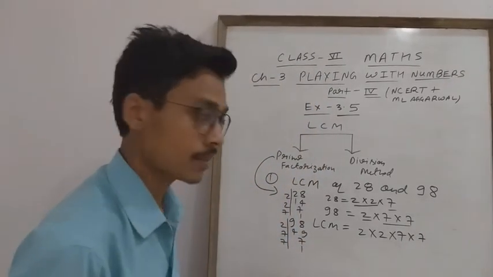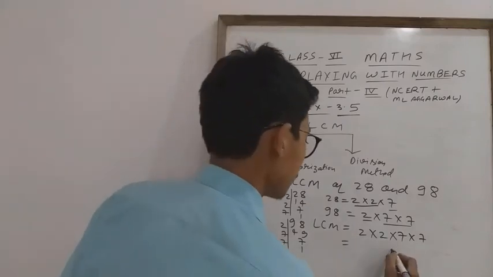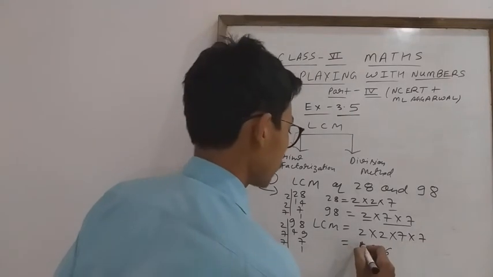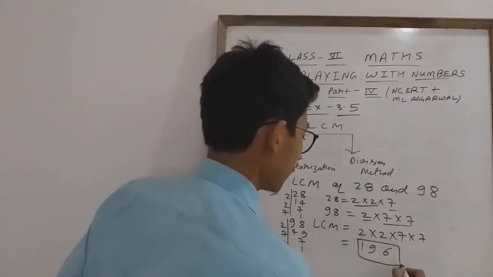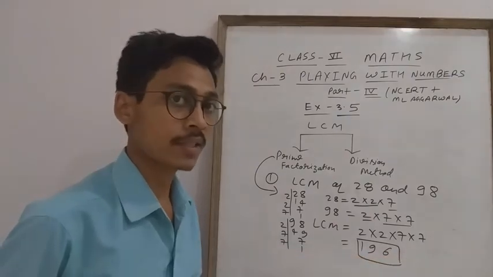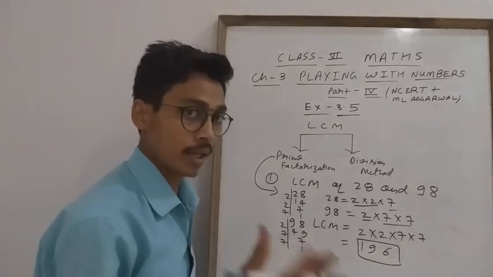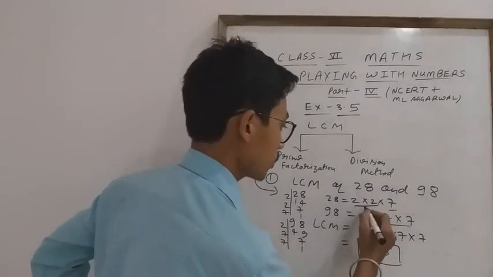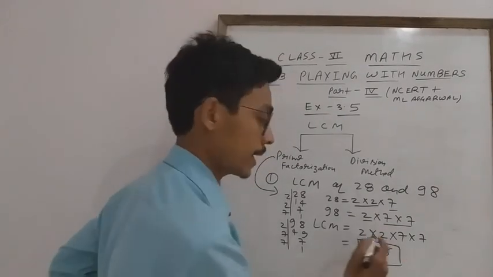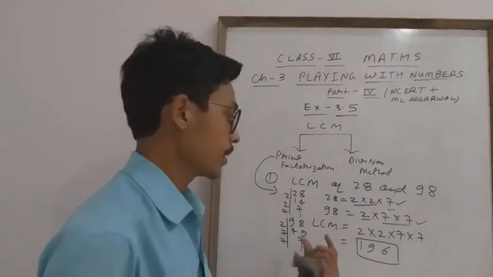Now LCM is the multiplication. 2 times 2 is 4, 4 times 7 is 28, 28 times 7 is 196. Clear? Now student, again I am going to explain. 2 is coming 2 times here and 1 time here, so you have to take the maximum, which is 2 times. 7 is coming 1 time here and 2 times here, so you take 2 times. That is, you have to take the maximum.